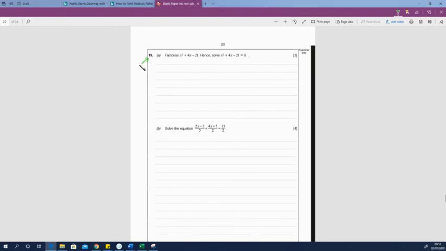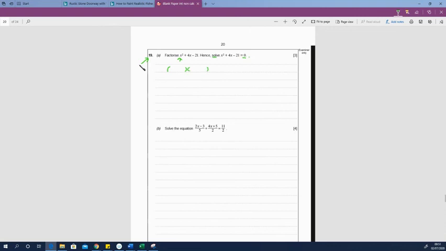Question 19. Factorise x squared plus 4x minus 21. Factorise means to split that equation up into brackets which are multiplied by each other. It's going to be two brackets because we have the x squared term. It then asks us to solve the equation when it's equal to 0. So the first step I do in factorising is put my two brackets in.